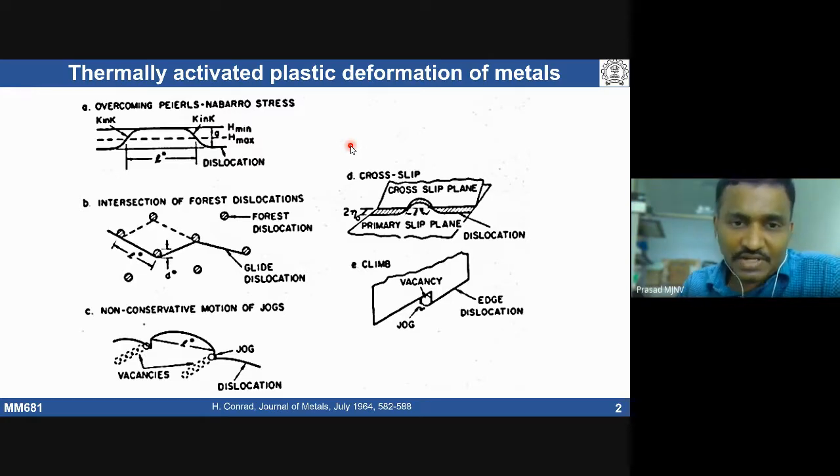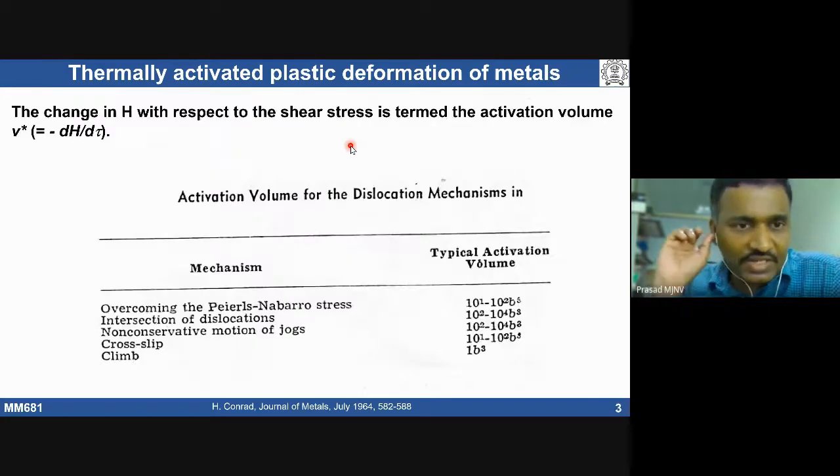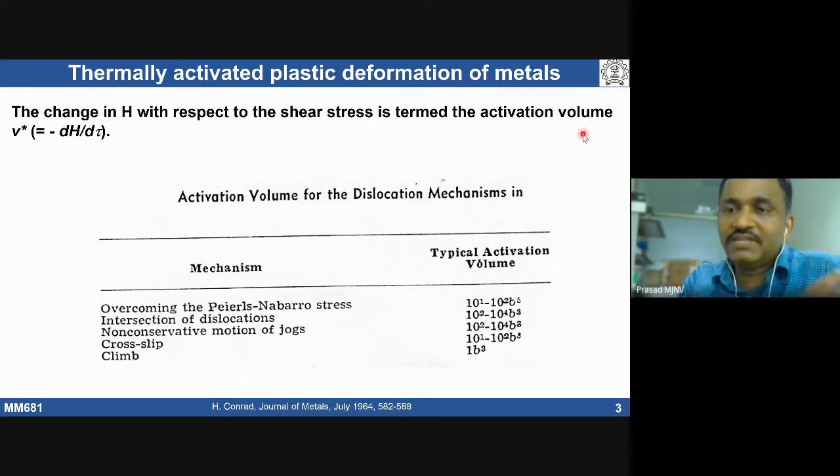Is it clear? Then we had some discussion and definition about activation volume. Initially we had activation energy, also called activation enthalpy, and activation volume is another concept, which is related to the amount of dislocation activity. The volume representation of a dislocation activity is represented in the form of activation volume. Activation volume is basically how the enthalpy changes with stress.